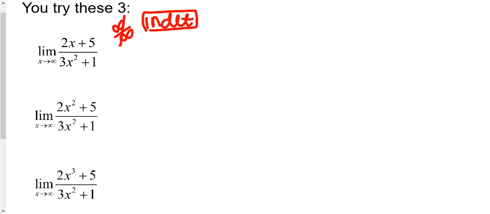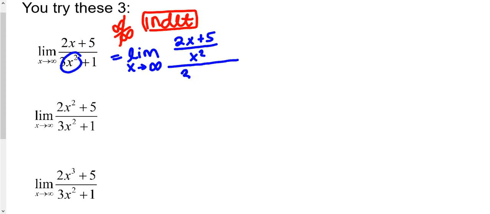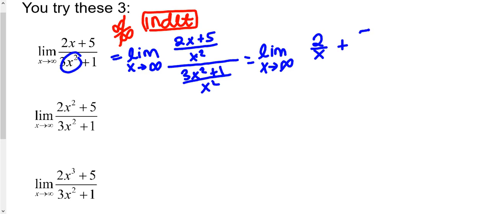So what I suggested was that you rewrite these limits. So this becomes the limit as x approaches infinity of 2x plus 5 divided by the highest term that I see, which is x squared, over 3x squared plus 1 divided by x squared. And then I divide all those through. So I have the limit as x approaches infinity. 2x divided by x squared is 2 over x, plus 5 doesn't have anything to cancel, so it stays 5 over x squared, over 3, because the x squareds cancel, and 1 doesn't have anything to cancel with.